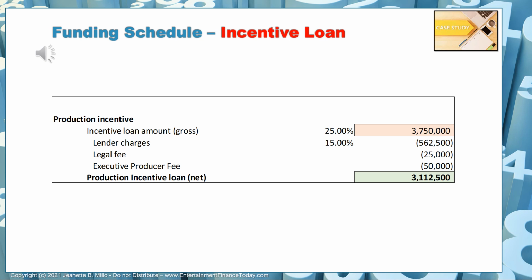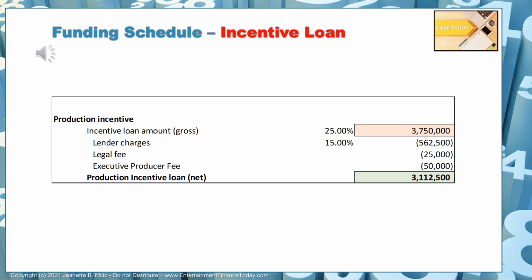And when we look at our incentive loan, we also have to think about that now the budget is 15 million instead of 10 million before. So 25% of 15 million is 3,750,000. The lender charges of 15% are charged on this higher amount. So it's 15% of 3,750,000. That is 562,500, and then there is a legal fee and an executive producer fee that we're being charged. So our net incentive loan that we are receiving is 3,112,500.